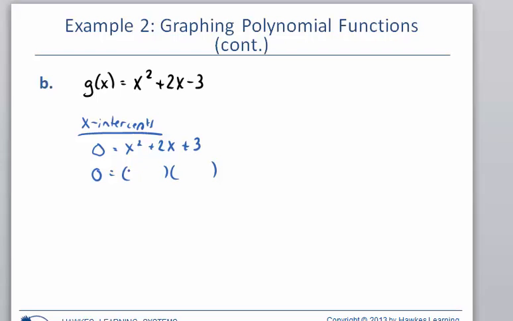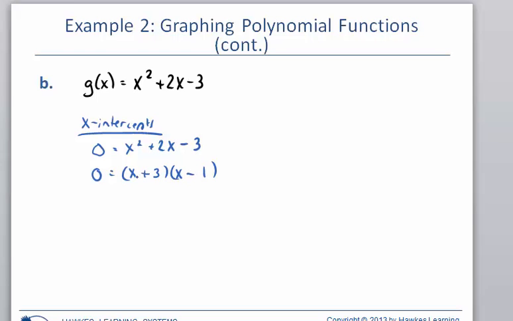So first two terms have to make an x squared. That has to be an x and an x. The last two terms have to make positive 3, so it's going to have to be 3 and 1. And I have a mistake right there. Let me fix that real quick or we're going to have problems. I copied it down wrong. That should be a minus. All right, so let's see if that works.